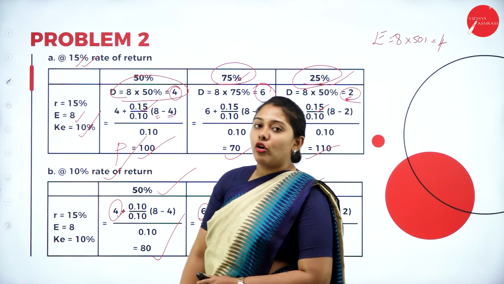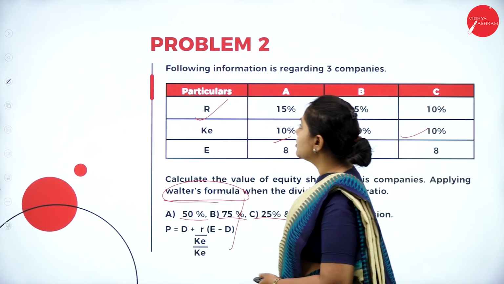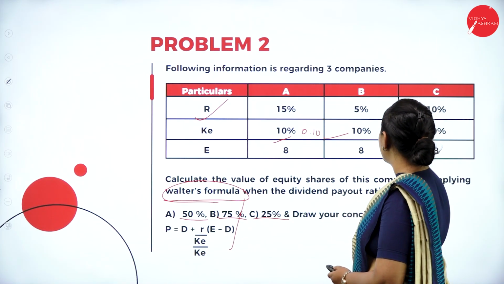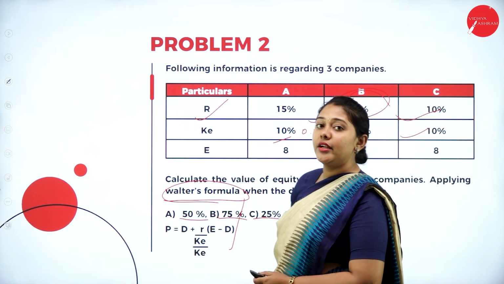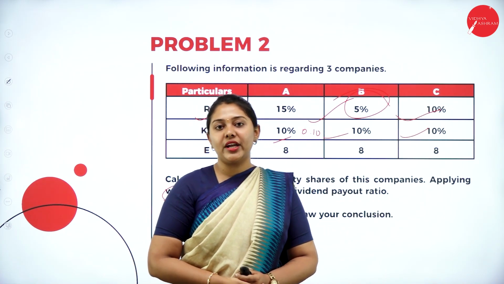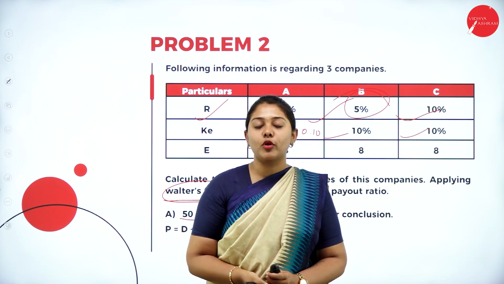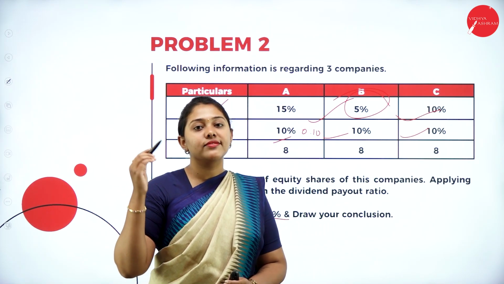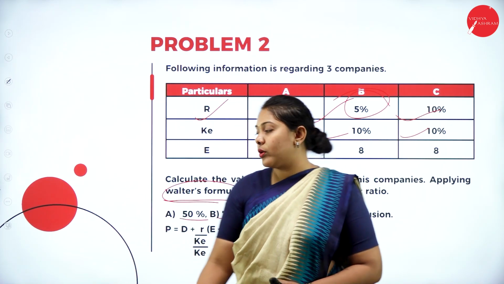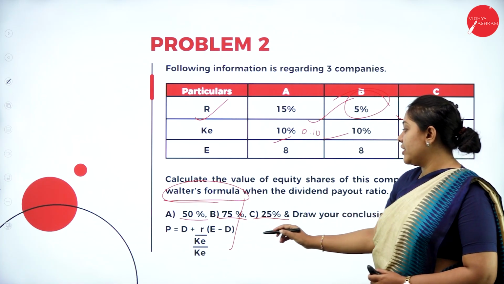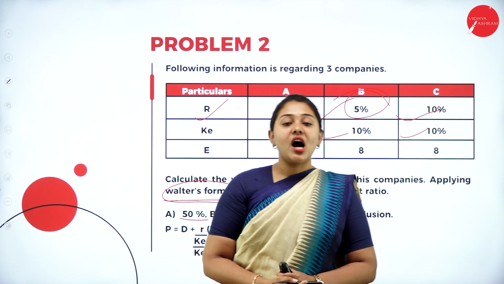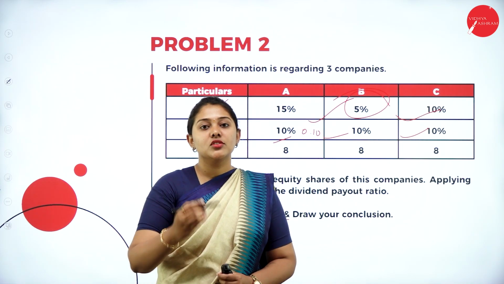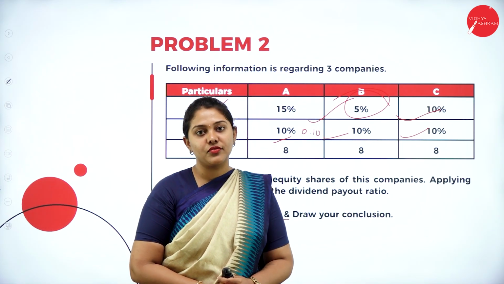One more rate of return is there. What is the other rate of return we have? It is 15%, 10% is done, and then 5%. It's homework for you, my dear students. Kindly solve the problem when the rate of return is 5% and the dividend payout ratio is 50%, 75% and 25%, and put the answers in the comment section, and check the answers for yourself.